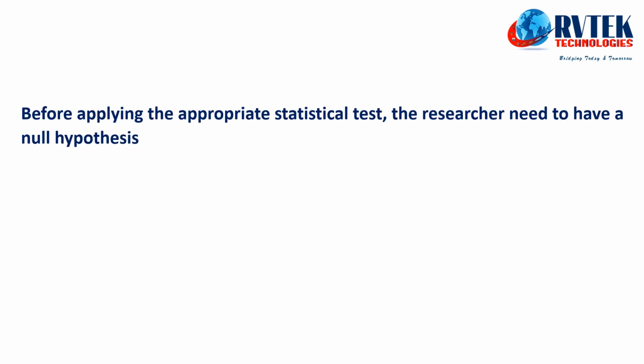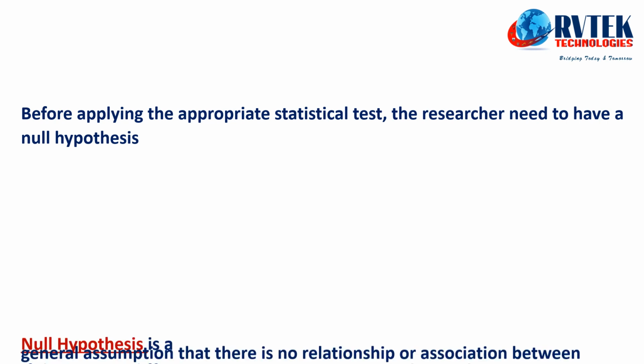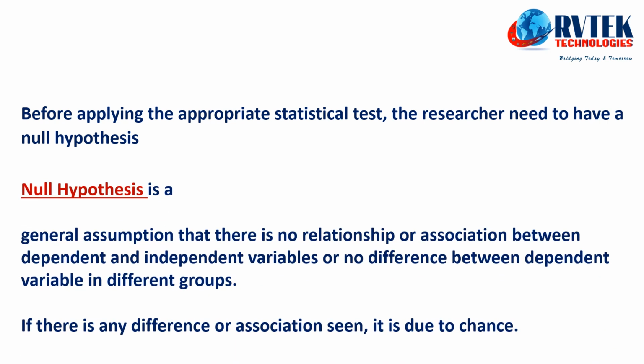Before applying the appropriate statistical test, the researcher needs to have a null hypothesis. What is null hypothesis? It is an assumption. It is a general assumption that there is no relationship or association between dependent and independent variables, or there is no difference in the dependent variable between different groups. If any difference or association is seen, it is due to chance alone.